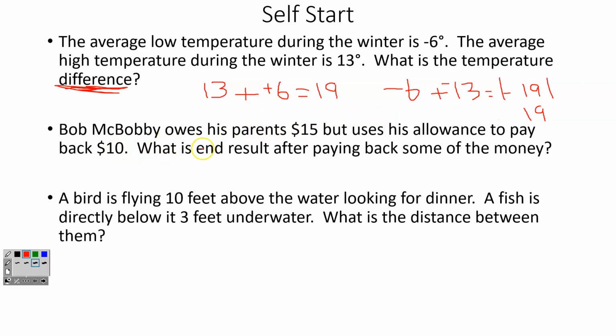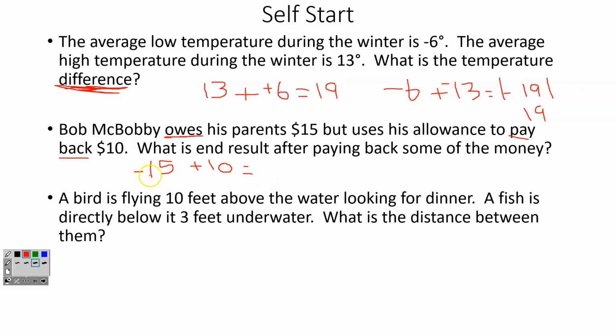Question 2, Bob McBobby owes his parents $15, but uses his allowance to pay back 10 of it. What is the end result after paying back some of the money? Well, again, I'm looking for keywords, and the first thing that stands out is that right there. If you owe somebody money, that's a bad thing. That's a negative. I also noticed that I'm paying back some of it. If I pay back somebody that I owe, that's a good thing. That's a positive. That means I don't owe as much to them. So that's going to be a positive 10.